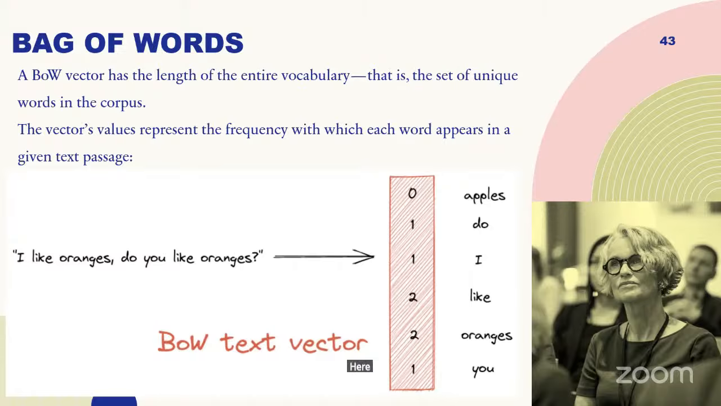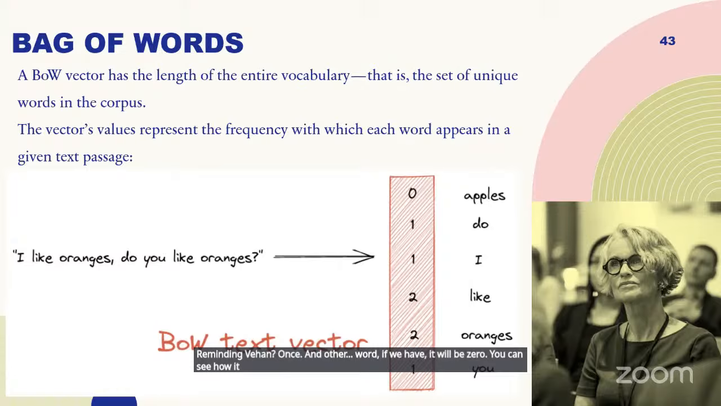Sorry for the interruption. Here we have oranges twice and like twice. Remaining we have once. And any other word, it will be 0. You can see how it is being vectorized, the text vector, you can see parallelly.